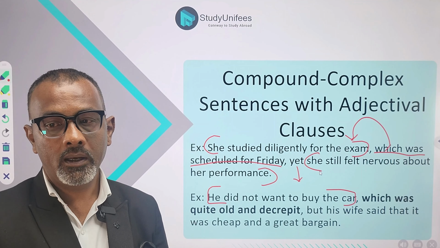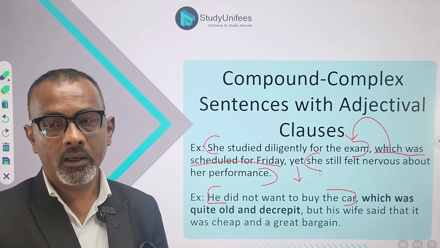Let's read it together. Though he did not want to travel to London, he was forced to do so, and his team were also forced to accompany him. This is basically a compound complex sentence because it has one compound element. He was forced to do so is an independent, followed by another independent. His team were also forced to accompany him.